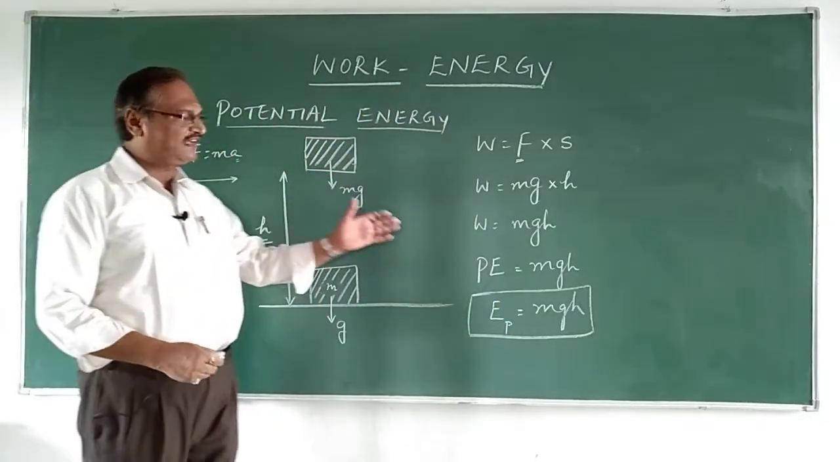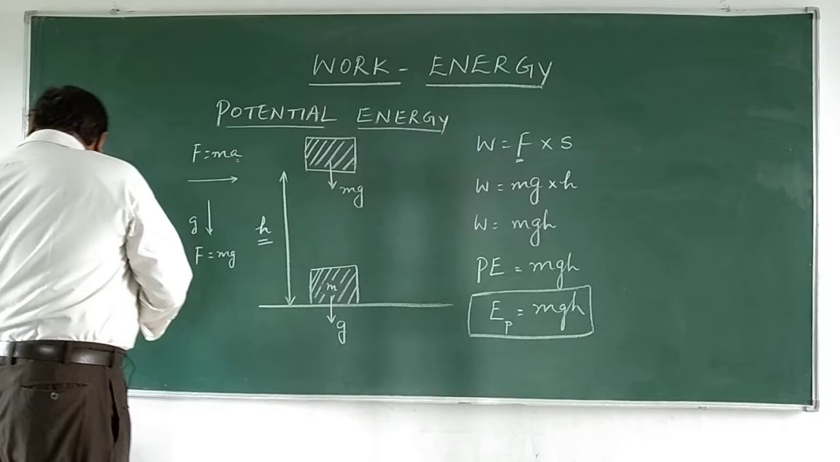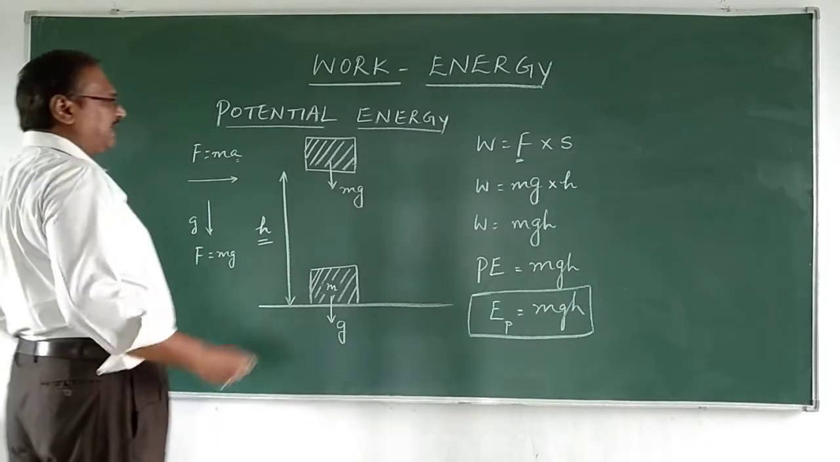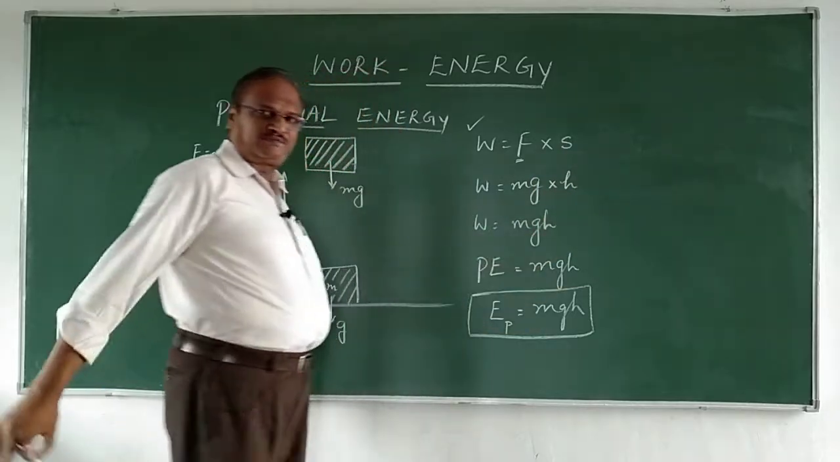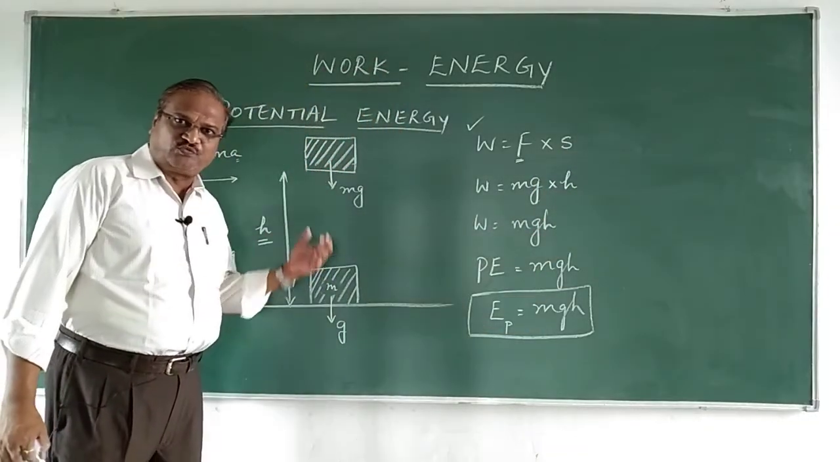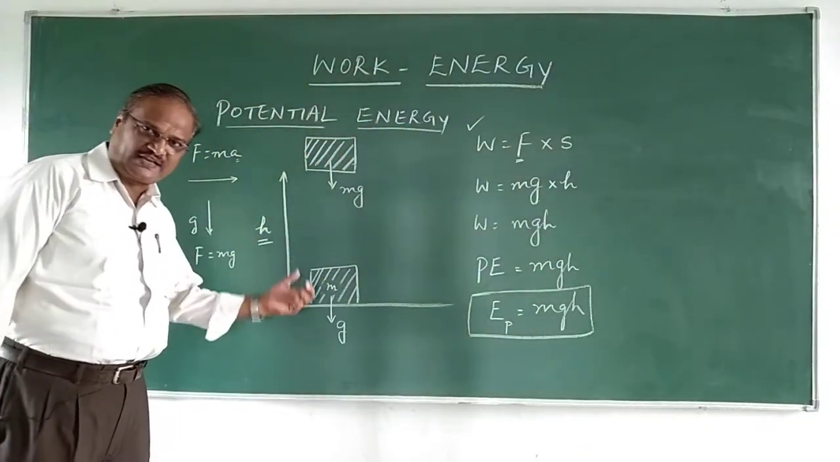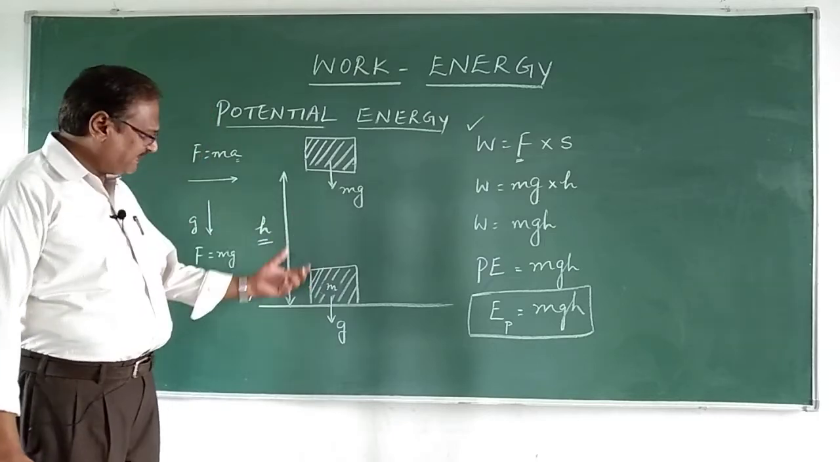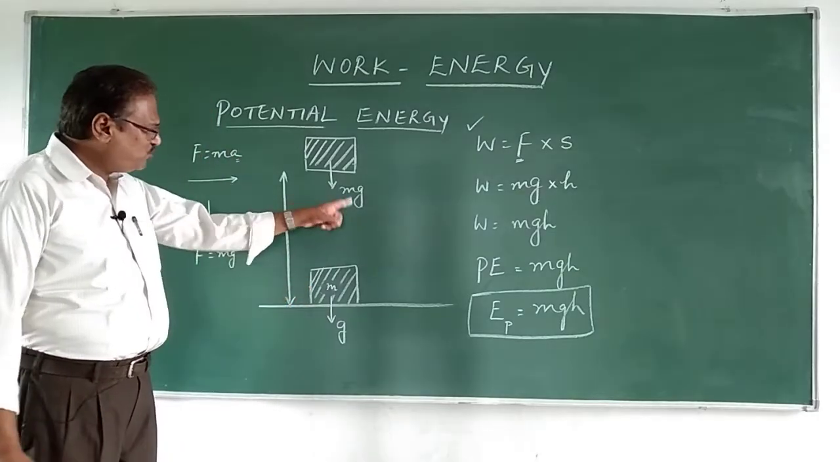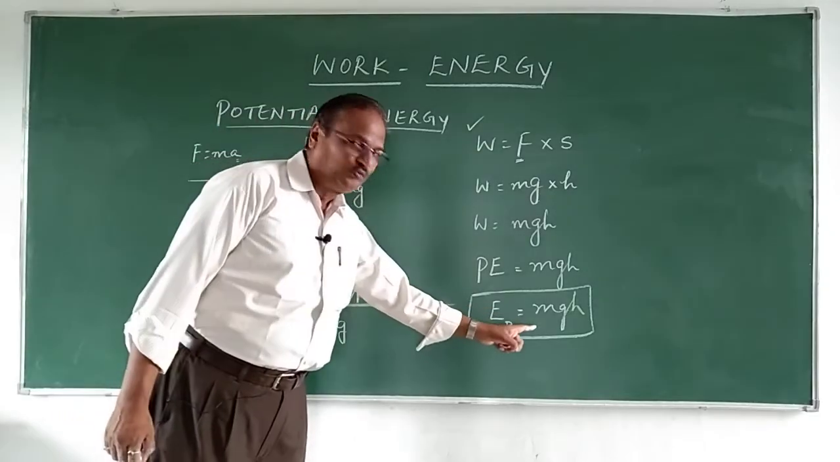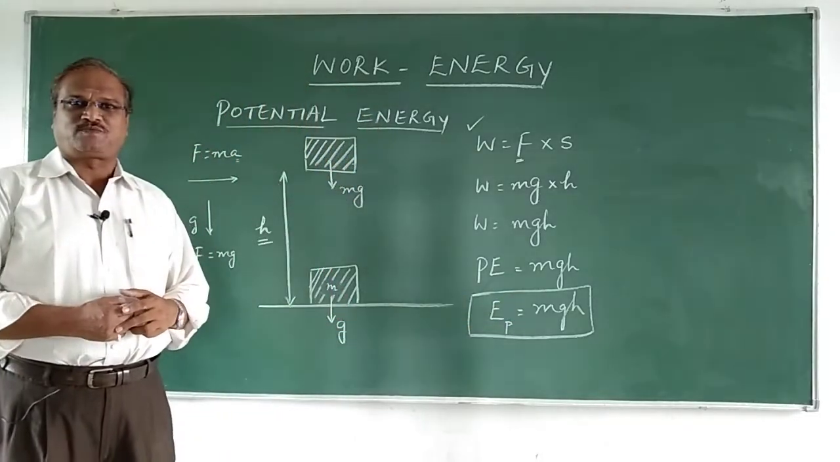I hope you understand. Everything again we come back from the same point, that work done is force into displacement. Force is weight of the body acting in the downward direction. S is the displacement, where it is vertical height. So mg into h gives you potential energy.